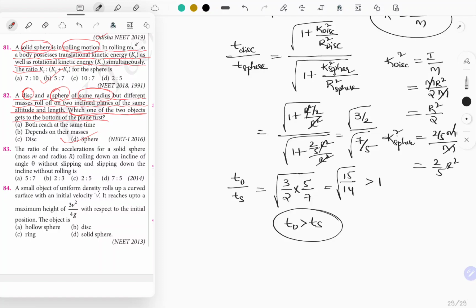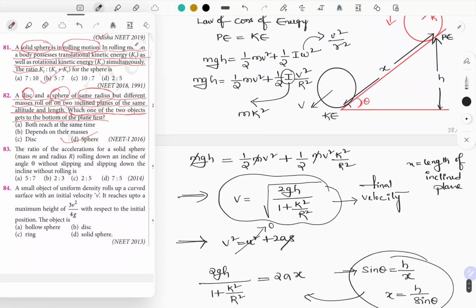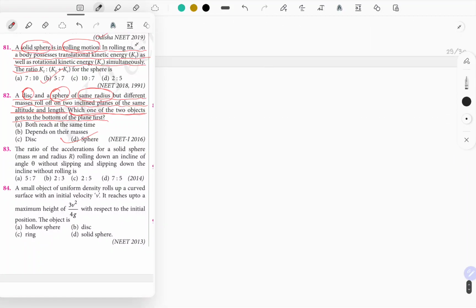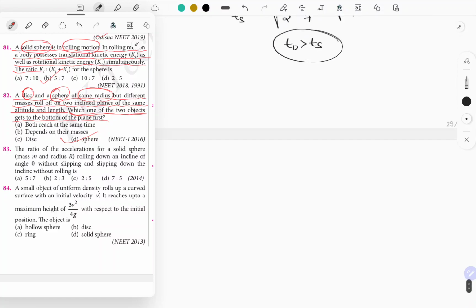So this much theory is there to understand. Okay, this is a pure concept I tried to explain to you. Hope you understood. Let's solve the next question, question number 83.